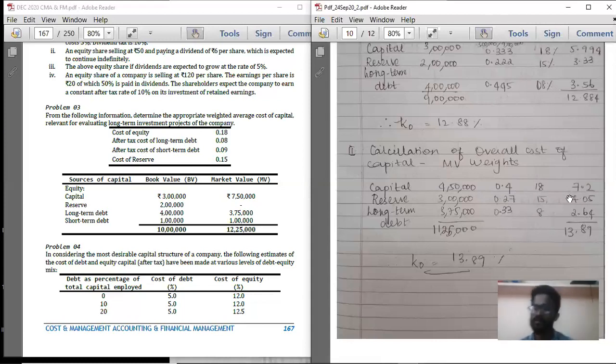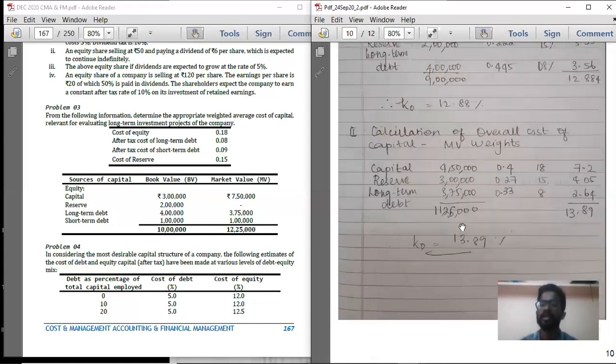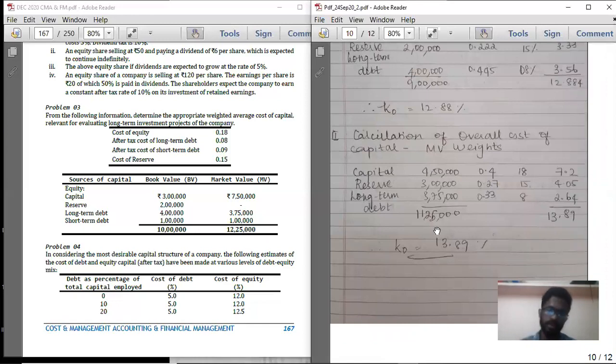So 0.4 into 18, product column record 7.2 for capital. In respect of reserve, 0.27 into 15, product column record 4.05. In respect of long-term debt, 0.33 into 8, product column record 2.64. So now total the product column: 7.2 plus 4.05 plus 2.64. In respect of that, total 13.89. That is the overall cost of capital as per market value. So below that, therefore, KO is equal to 13.89%.